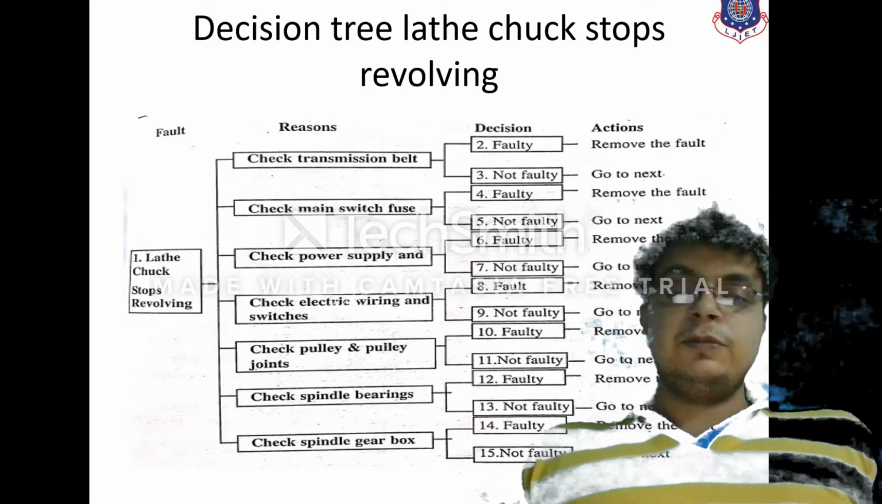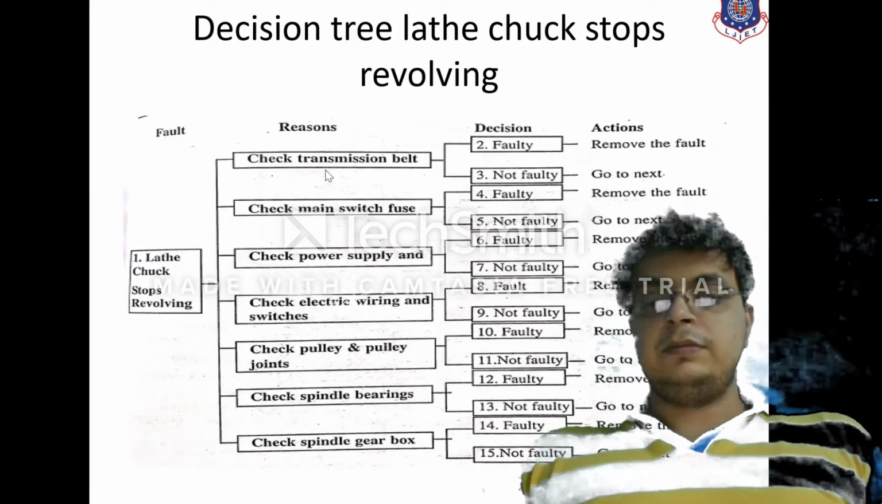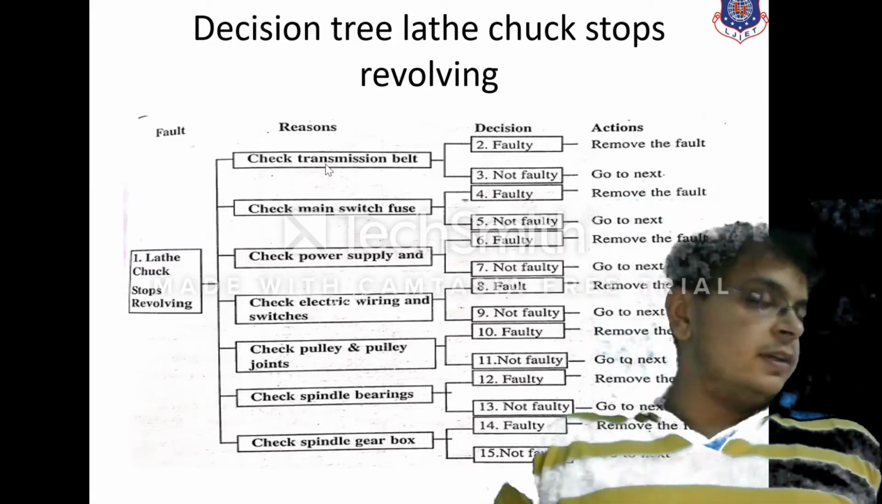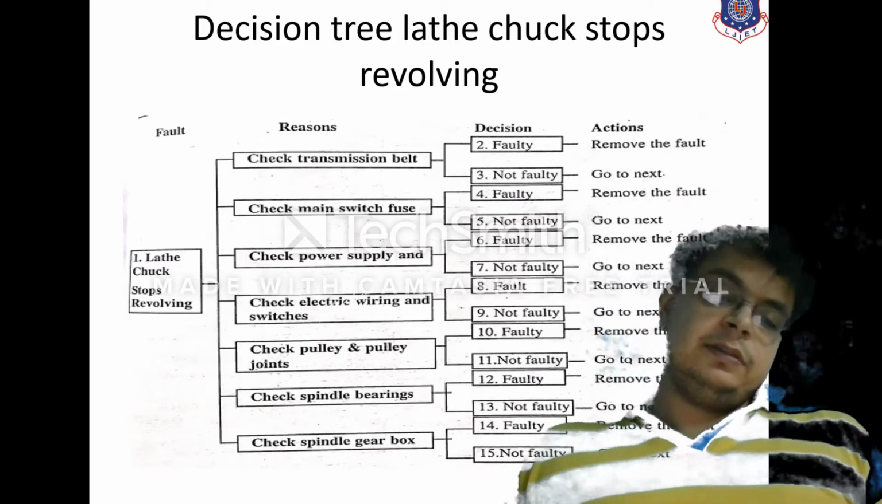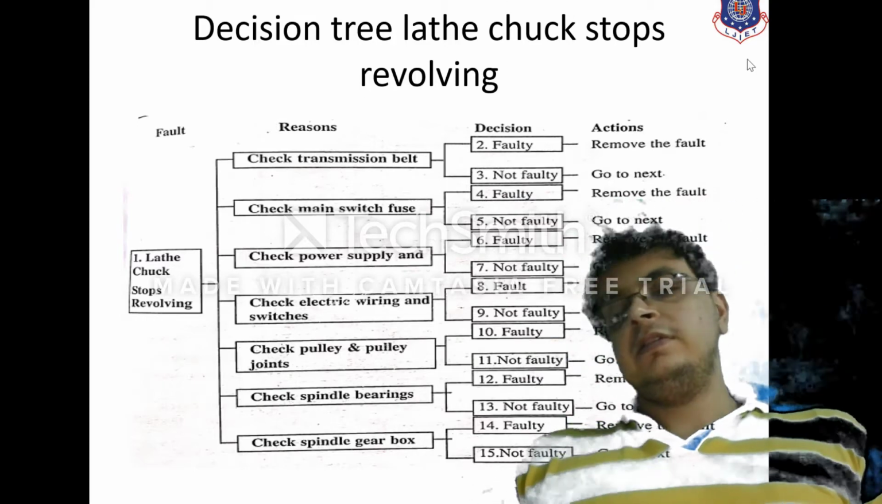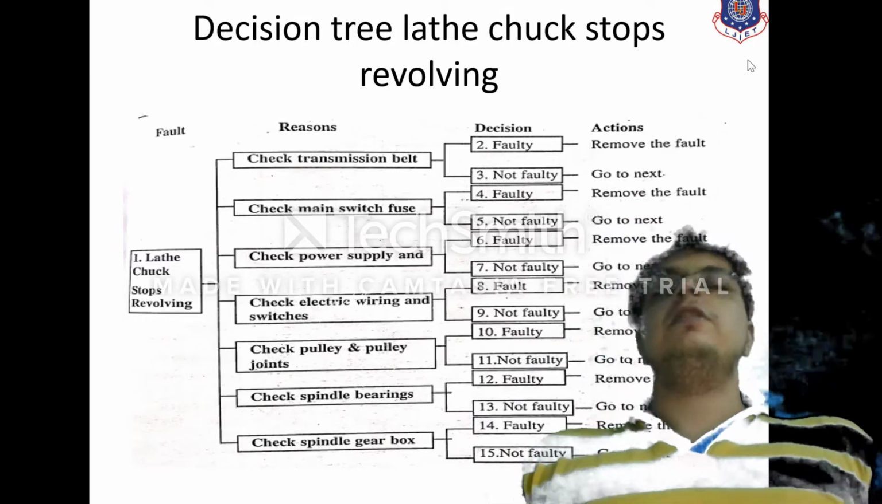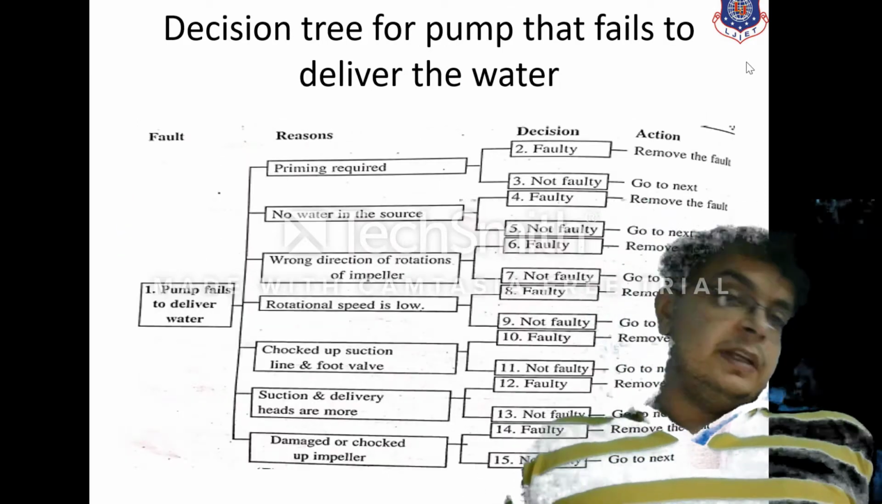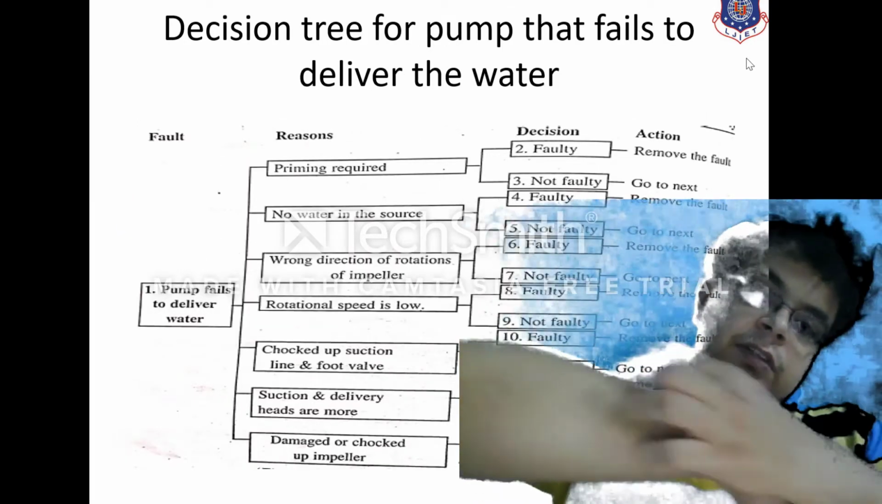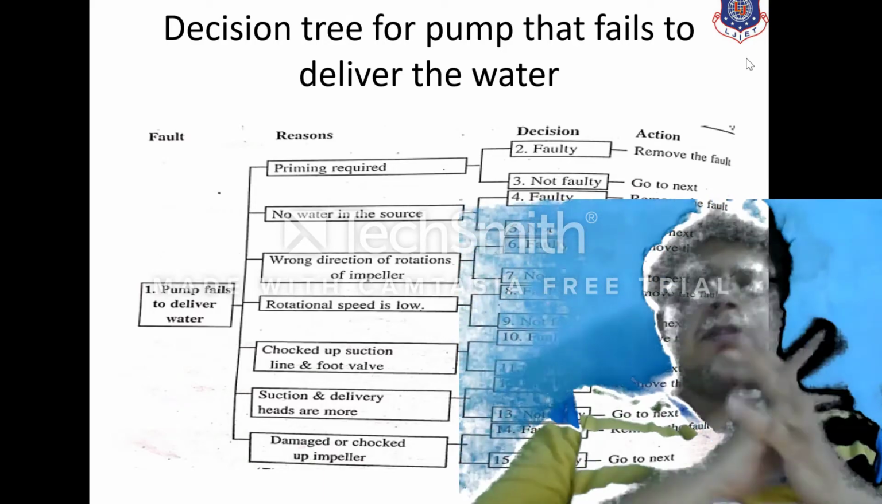Next, check for the spindle gearbox should also be done. And there, faulty and non-faulty checking should also be done. If faulty, then remove that fault, and if it is not faulty, then go to the next. Next is the decision tree for the pump that fails to deliver the water.